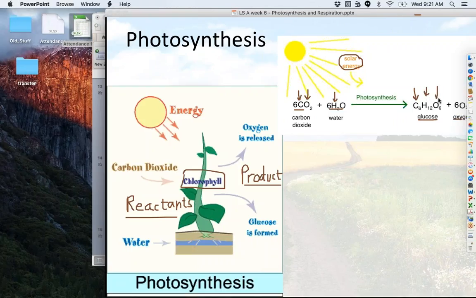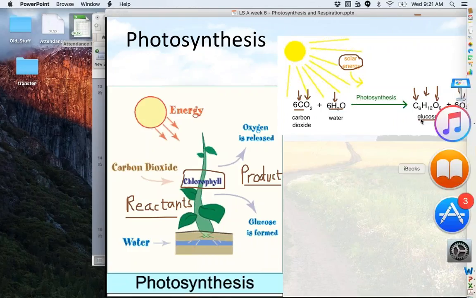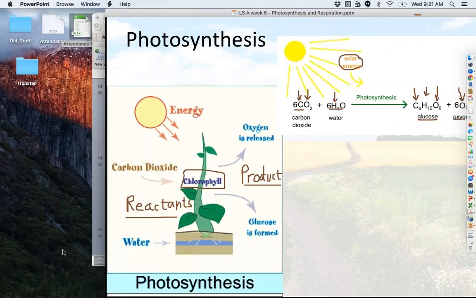You guys are excited about sugar. Good. These carbons, hydrogens, and oxygens are in a different form now, which is glucose and then some leftover oxygen, which is good for us, right? Because if there are plants around, they're always breathing out oxygen, which is what we need to breathe in for cellular respiration, which is the next part.